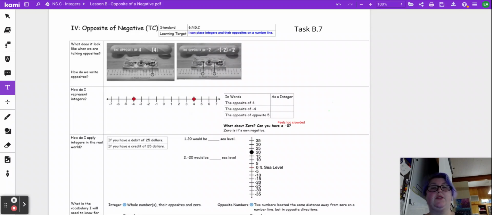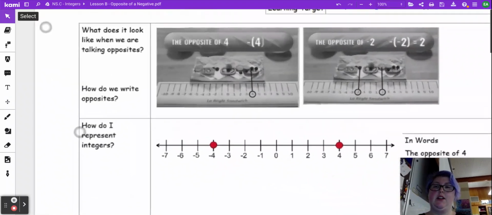Today we are going to look at putting integers and their opposites on a number line. So let's dig in and get started.